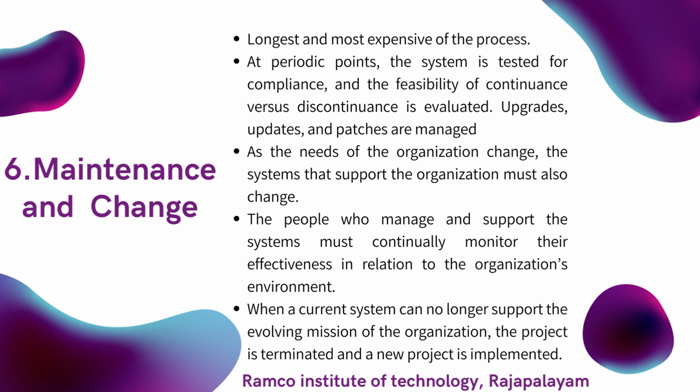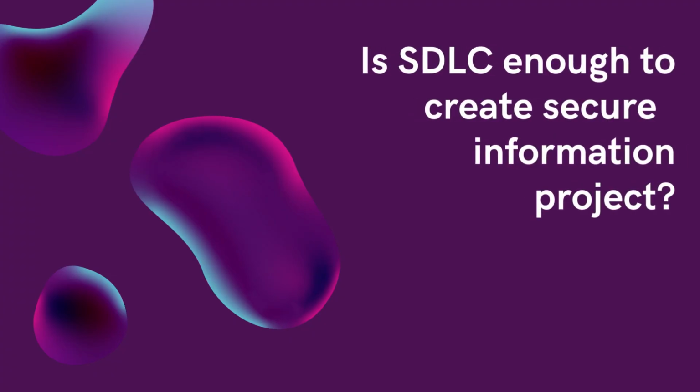When the current system no longer supports the organization, the project is terminated and a new project has to be implemented. Thus, we have covered the 6 phases of the waterfall model.